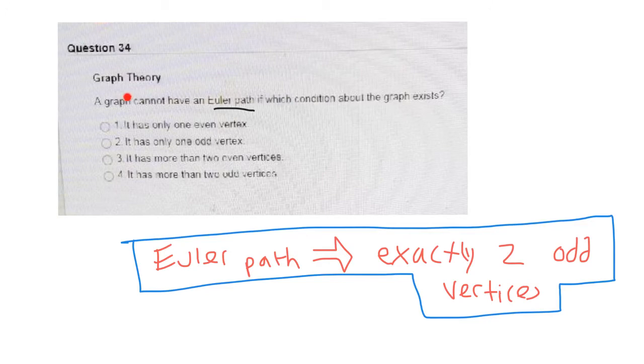So, a graph cannot have an Euler path if which condition about the graph exists? Well, let's investigate. It has only one odd or one even vertex. Well, I suppose it could exist. An Euler path could exist in that scenario. So we're going to say that that's not one of the answers because the Euler path could exist. We're looking for where the Euler path cannot exist.